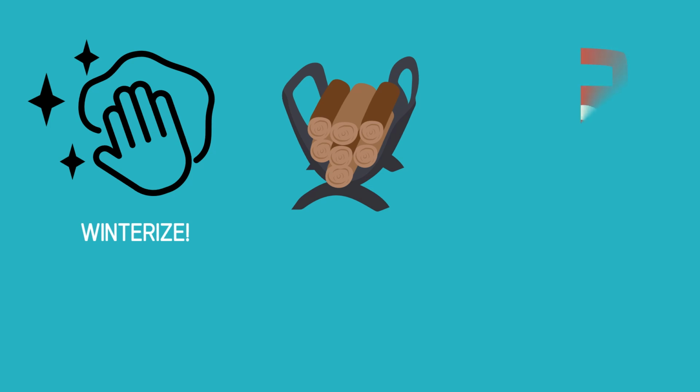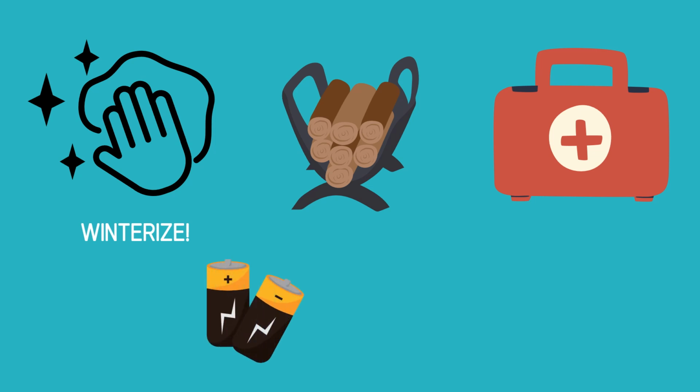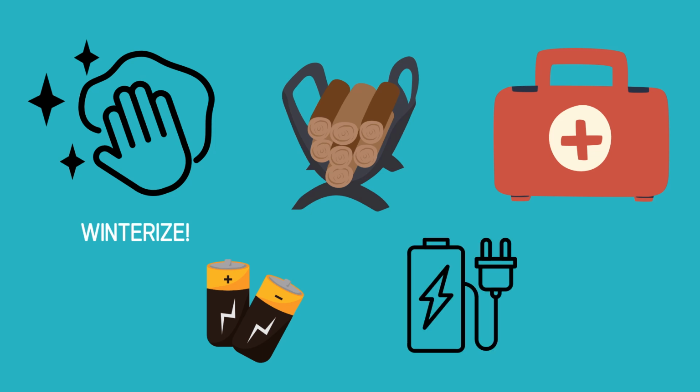Water, at least a gallon for each person per day for several days. Food, non-perishable or canned items for several days. Flashlight, extra batteries, first aid kit, manual can opener, local maps, battery-powered radio, and a cell phone with a backup battery. And number 3, charge devices like cell phones.